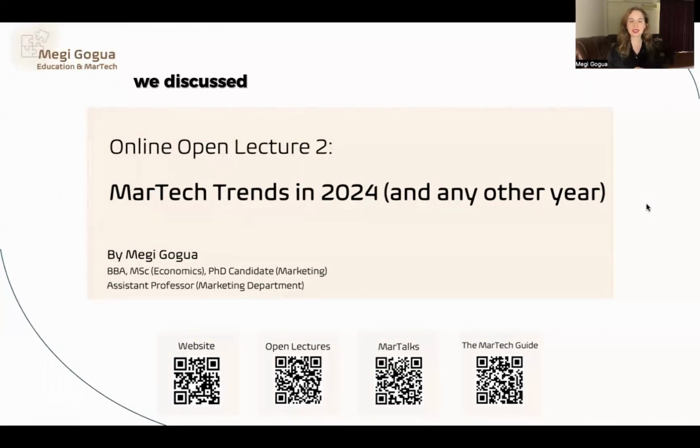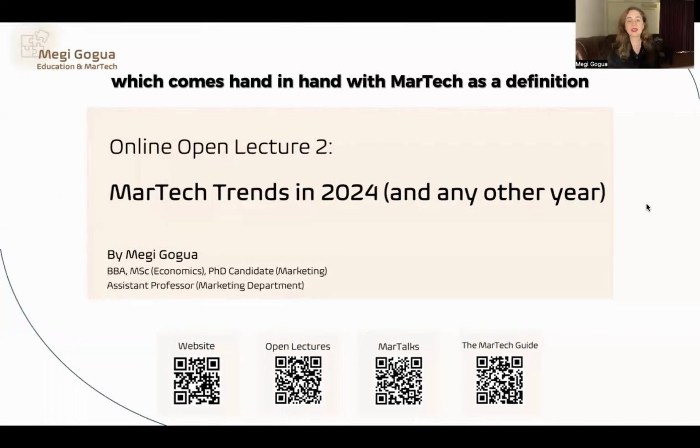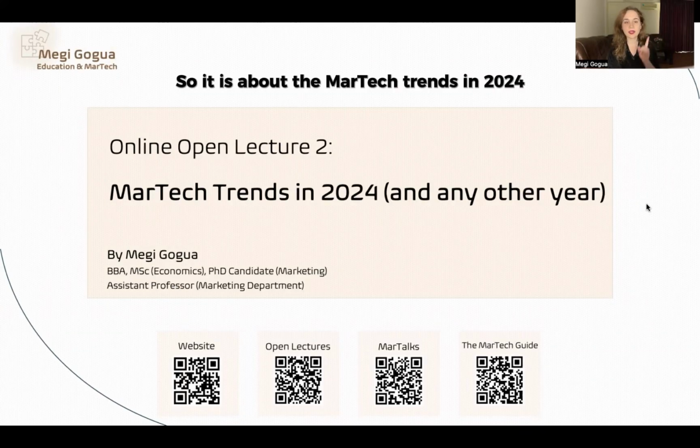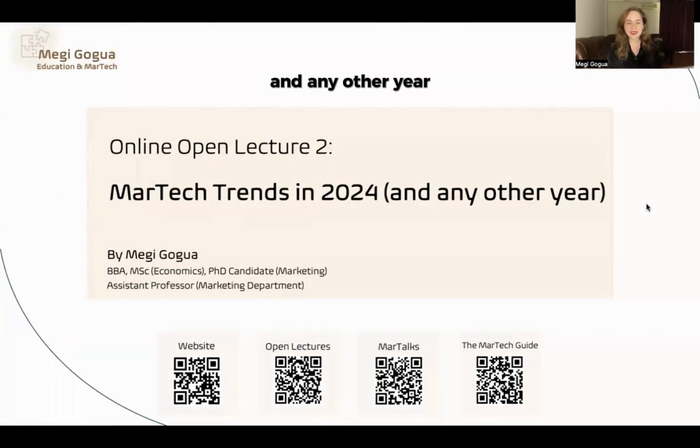Last time we discussed MarTech as the term, as the concept, and also what it includes or encompasses, what it is an umbrella term for. But today we're going to cover another very important topic, which comes hand in hand with MarTech as a definition, and it is trends. It is about the MarTech trends in 2024 and any other year.